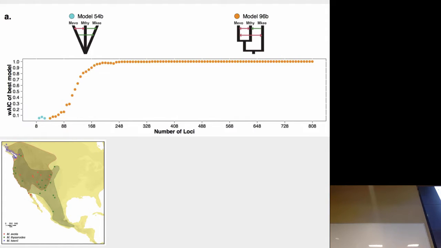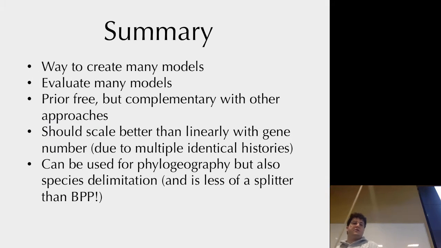Okay. Now, if you want to, you can go back and look at this with more detail on other methods. So summary for this part, it's a way to create many models, right? You can evaluate them, right? So you don't come in with your pre-existing beliefs. You can say, nature, tell me what's happening. Nature will say, maybe this. It's prior-free, but complementary to other approaches, right? So if you find out that the 3 best models are these 3, you take them to IMA or take them somewhere else and test them there. That's fine. Okay. Should scale pretty well, so as you get next-gen data sets, it should work okay.